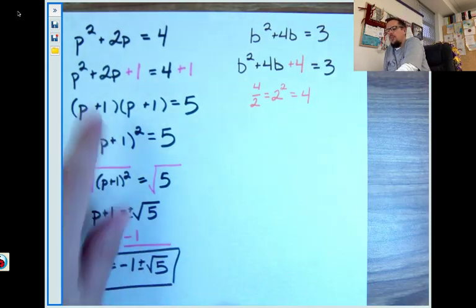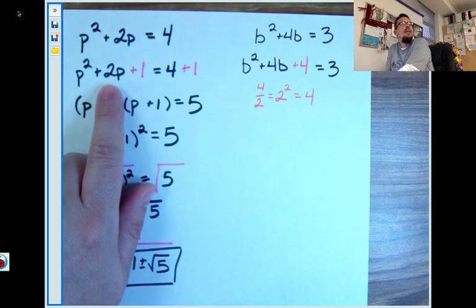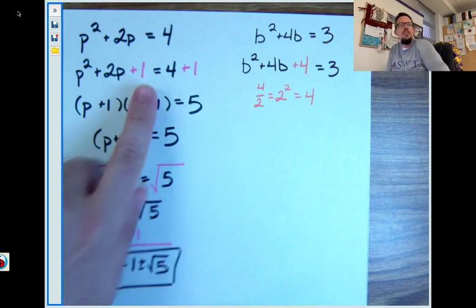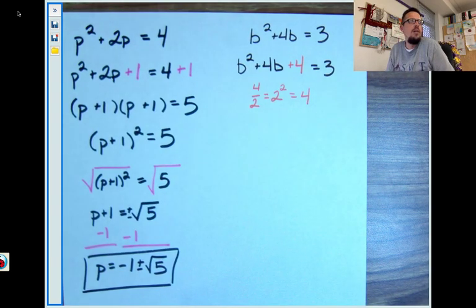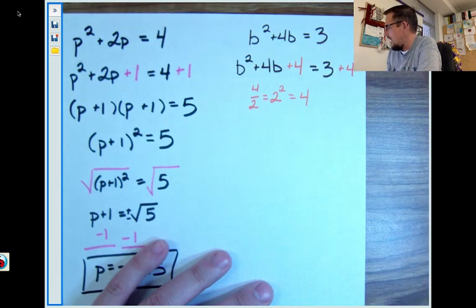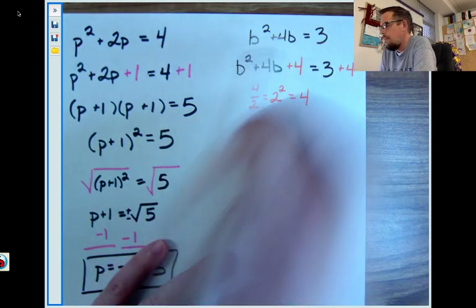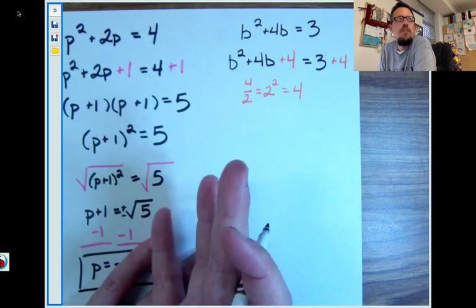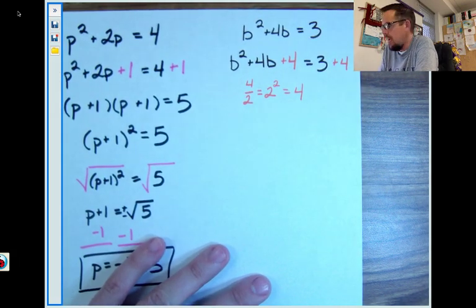Let's see if that worked on the last one. If I took the middle number, which was 2, and divided by 2, that would give me 1, and 1 squared is 1. You take the coefficient of the single variable, the variable that is not squared, divide by 2, and square it, plus 4. Now if I add plus 4 over here, I've got to add plus 4 over here. Now I know, because I did the problem this way, that b squared plus 4b plus 4 is a perfect square. I forced it to be a perfect square.